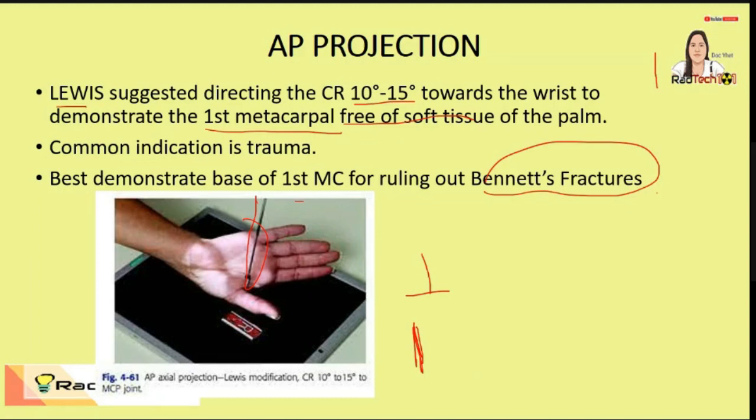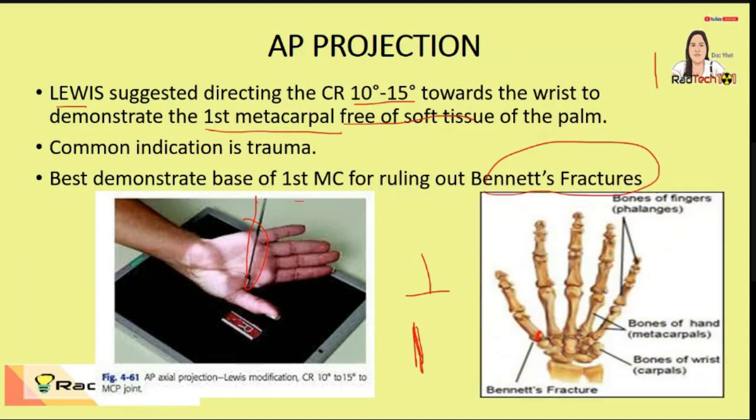Perpendicular. So, eto, naka-angulate na siya by 10 to 15 degrees. So, ito yung Bennett's fracture. So, yung metacarpal bone, nag-dislocate siya papunta sa base ng thumb. Ito. Para nakasiksik na dito yung metacarpal bone na fracture.